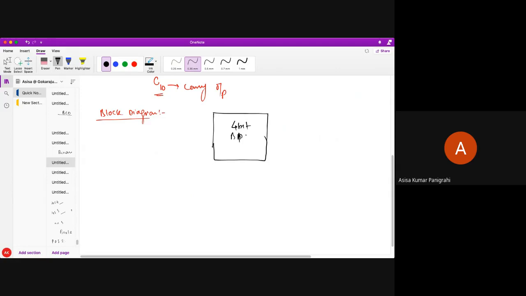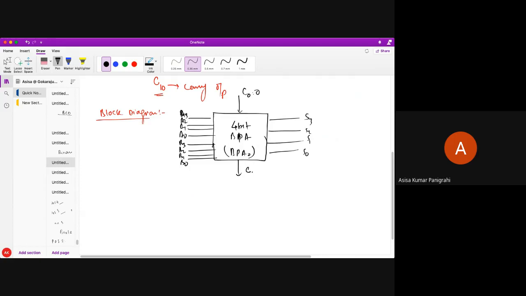Its name is BPA0, I have given it; whatever name you want, you can give. It takes C0 as 0 and the remaining 4 bits of A and 4 bits of B, which are A3, A2, A1, A0 and B3, B2, B1, B0. It generates the sum S3, S2, S1, S0, and it generates the carry C4. This C4 will go to the next 3-bit BPA.